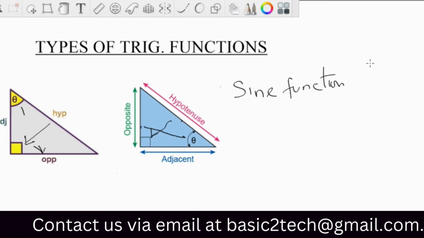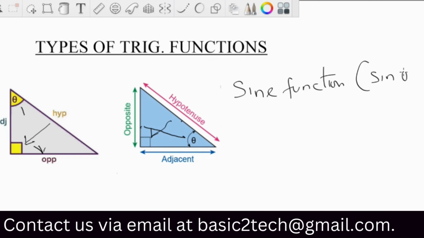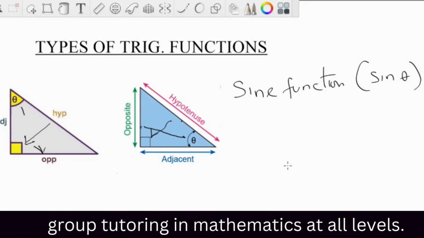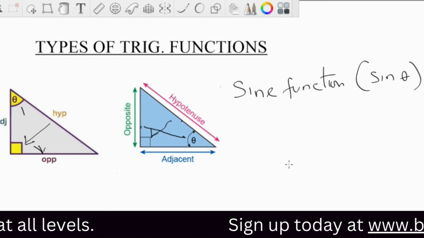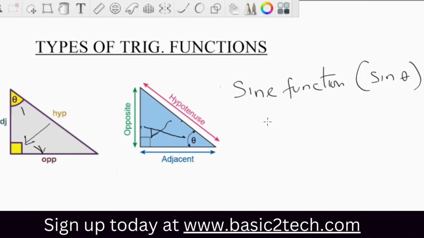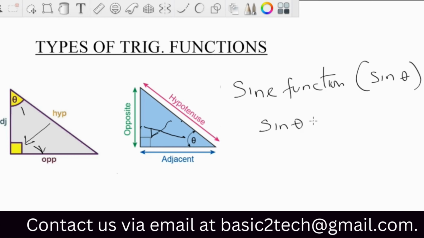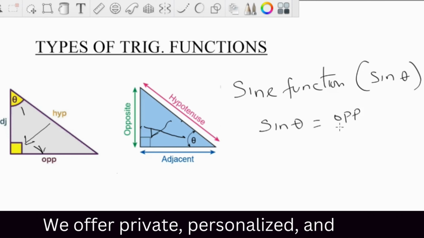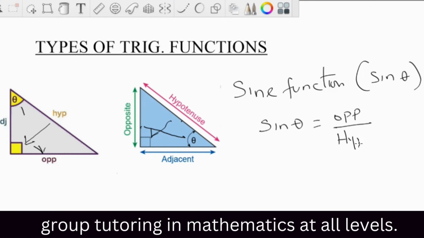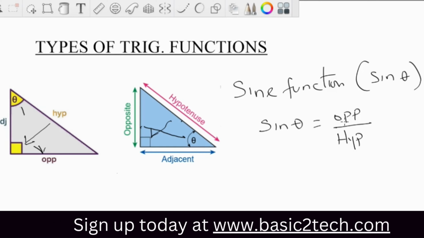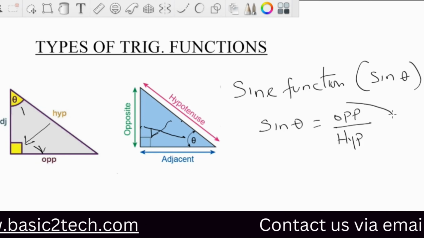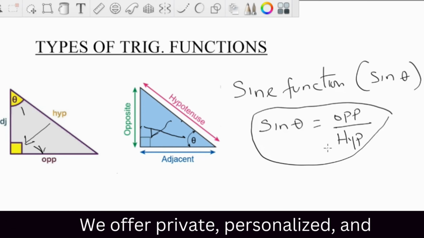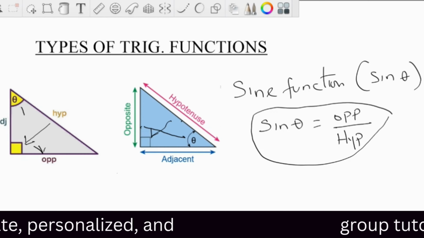Sine function is written as sin, then the angle. The sine function is the ratio of the opposite to the hypotenuse. So sine theta is equal to the opposite over the hypotenuse. We use HYP for hypotenuse and OPP for the opposite. So this is the trig function for sine. Sine theta is equal to opposite over hypotenuse.